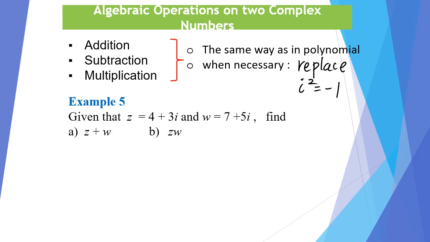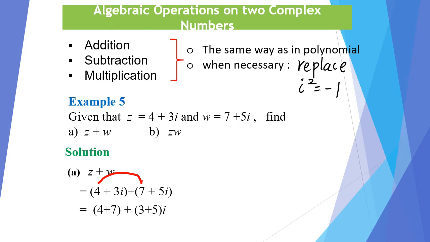Given that z equal to 4 plus 3i and w equal to 7 plus 5i, find z plus w. We just need to add the real part with the real part, and the imaginary part with the imaginary part. So we have 4 plus 3i plus 7 plus 5i. 4 plus 7, this is the real part, which is equal to 11. And for the imaginary part, 3i plus 5i is equal to 8i.